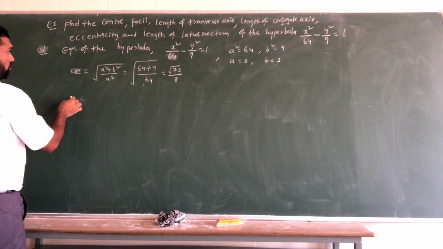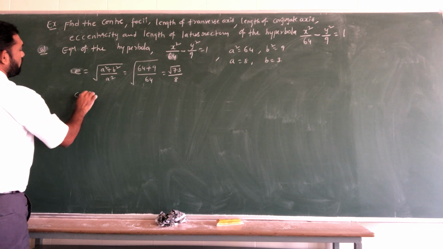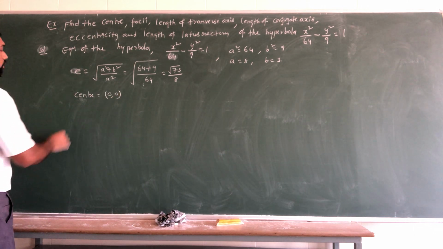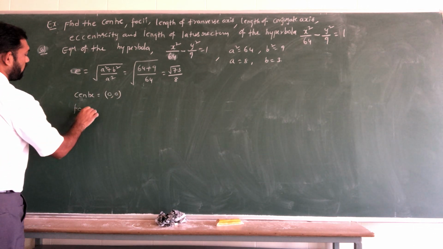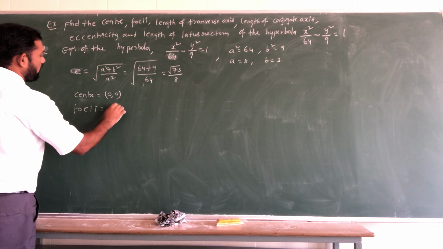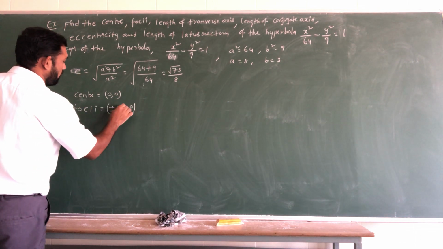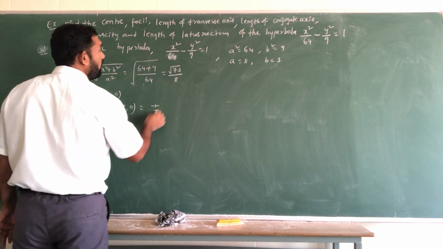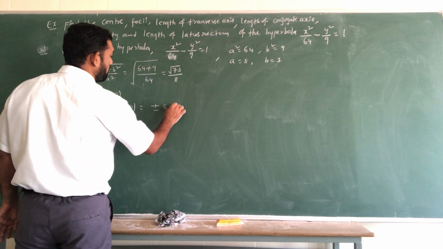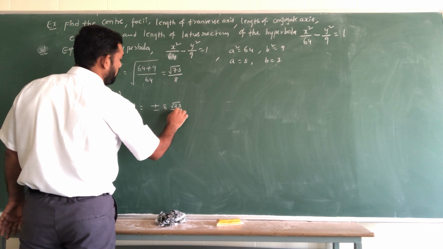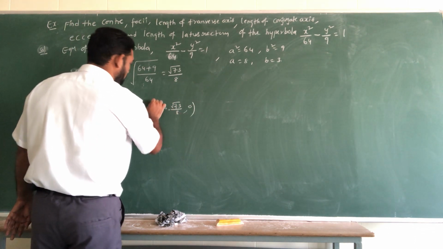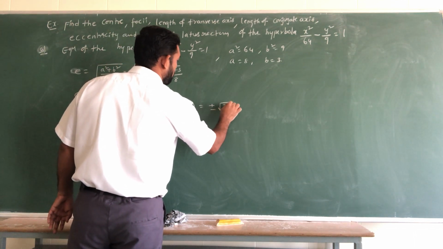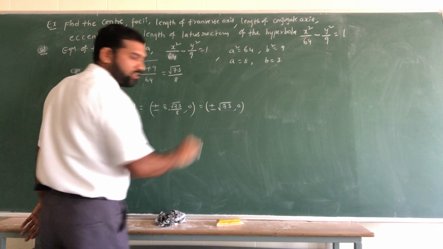Next you write all the points. Center is 0, 0. Next, foci. The formula is plus or minus a e, 0. A is 8, E value is root 73 divided by 8, 0. Then you simplify, and the value is plus or minus root 73, 0. That is our foci.